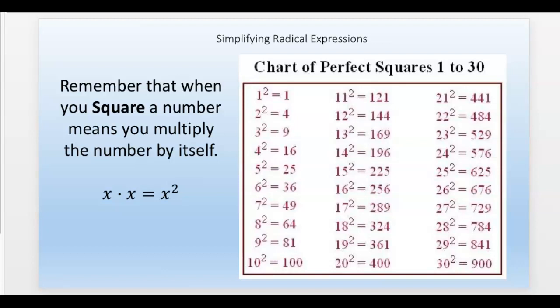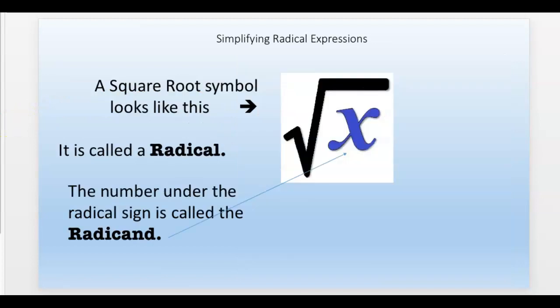Remember that when you square a number, you multiply the number by itself. This is a chart of all the perfect squares, up to 30 squared. And you need to know these perfect squares because you're looking for perfect squares that are factors of the numbers that you're trying to simplify.